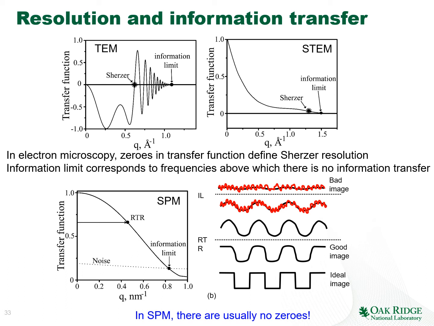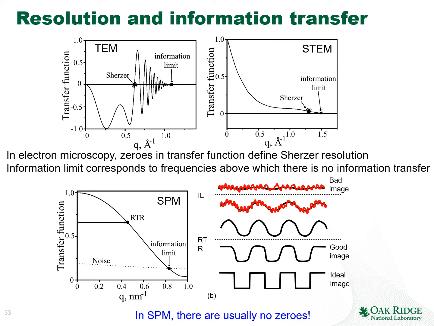So in scanning probe microscopy, typically the transfer function looks like this. And therefore, we define the resolution using the analogy with the Rayleigh criterion when the transfer function becomes 0.73 of the value at 0. The information limit, however, is determined as the crossover between the transfer function and the noise, normalized noise in the system.